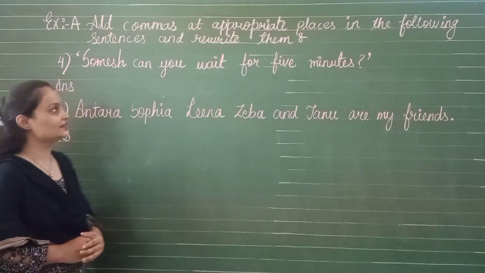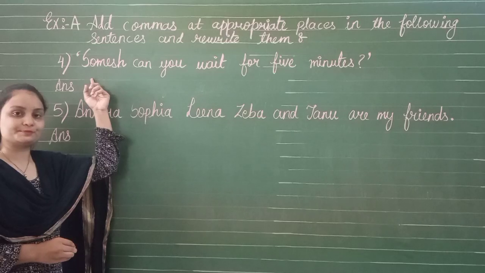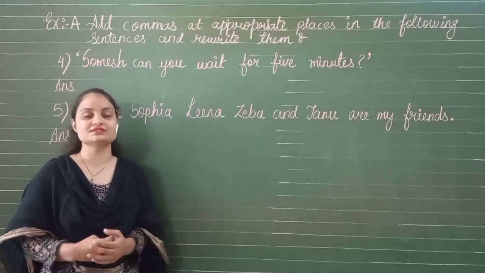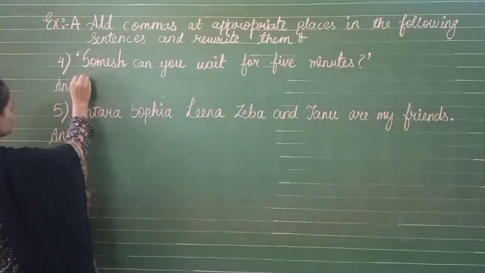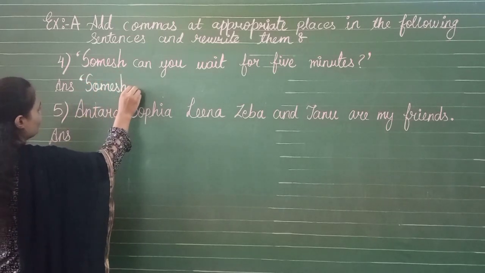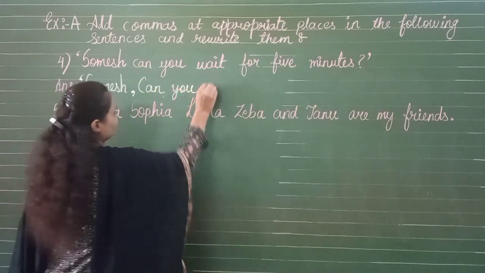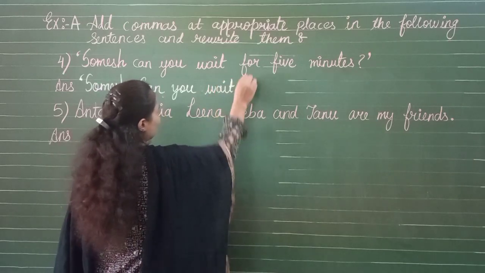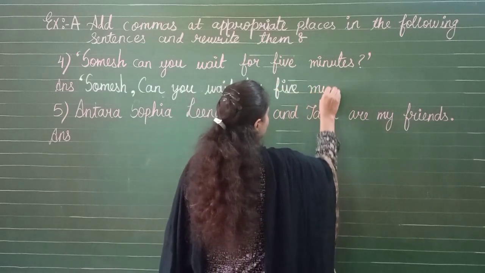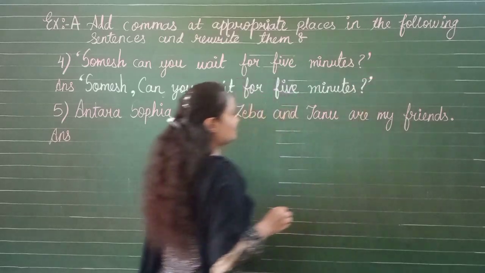Fourth one, Somesh, can you wait for 5 minutes? Here you can see that this sentence is spoken by Somesh. Okay, so Somesh is a speaker. So when we are separating the name of speaker from the rest of the sentence, we are using comma. So let's use first as it is quotation mark, then Somesh, comma, can you wait for 5 minutes? Question mark and then quotation mark complete.